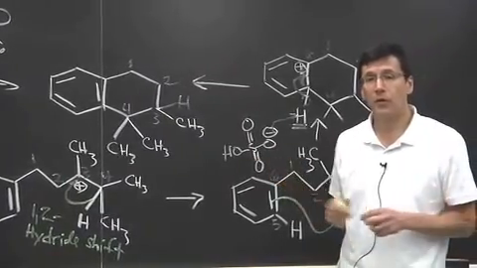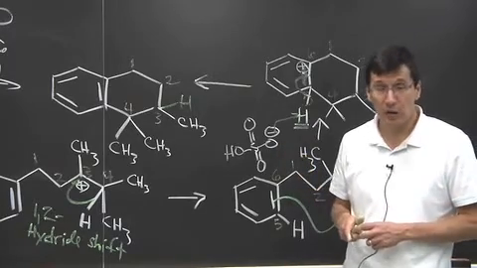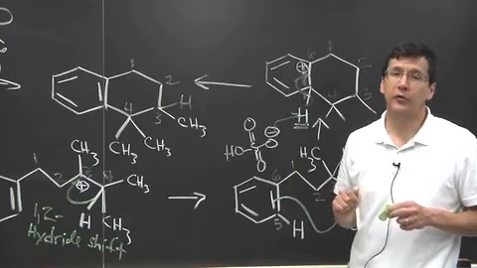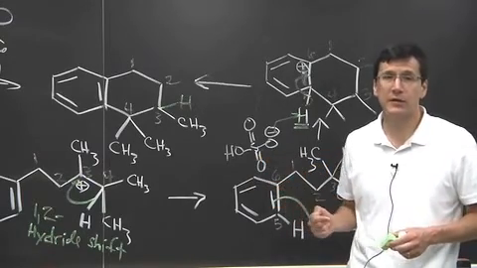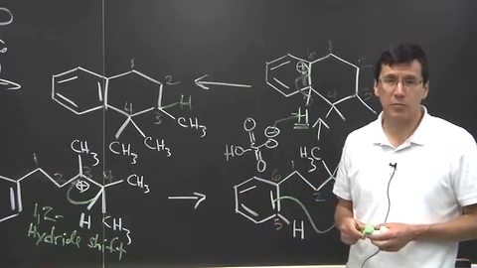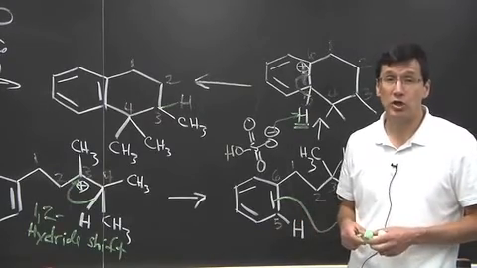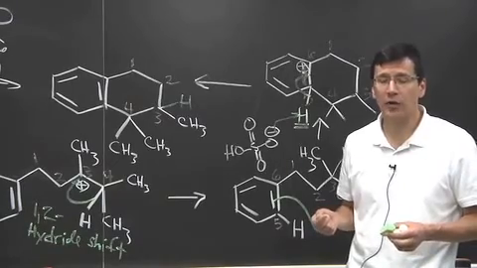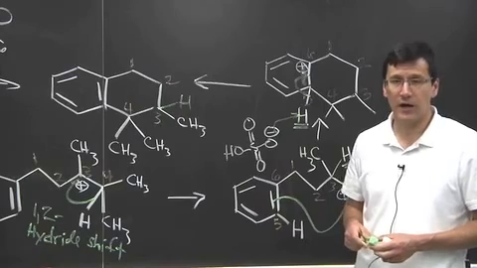So remember the guiding strategy for doing mechanism problems. Before you actually start pushing any arrows, take some time to analyze the starting material versus the product. Orient yourself in terms of what bonds need to be broken, what bonds need to be made, what are the important changes that are occurring, and only then should you start trying to actually indicate the reaction pathway using the arrow formalism.